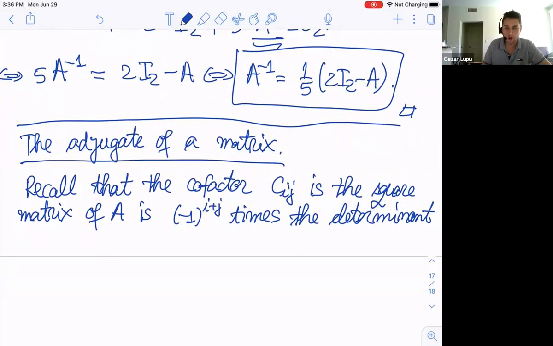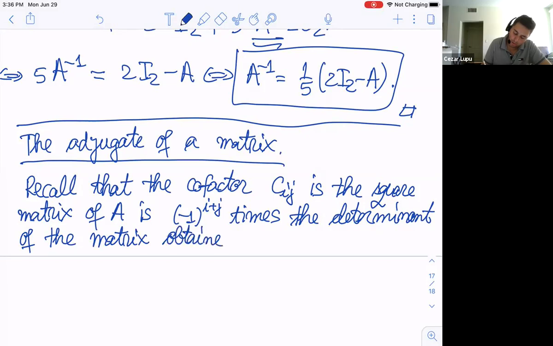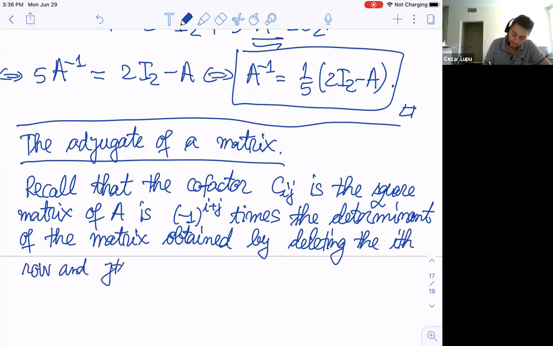So it's the determinant of the matrix obtained by deleting the ith row and jth column. That's what we call the minor.